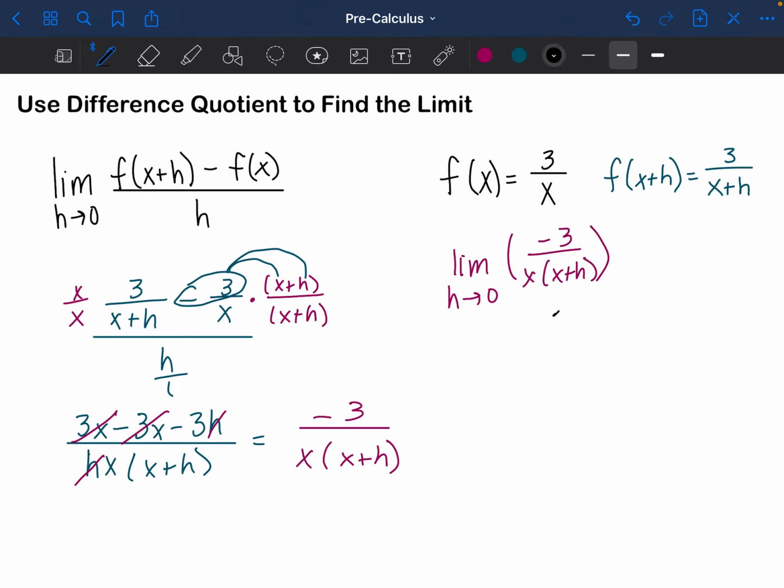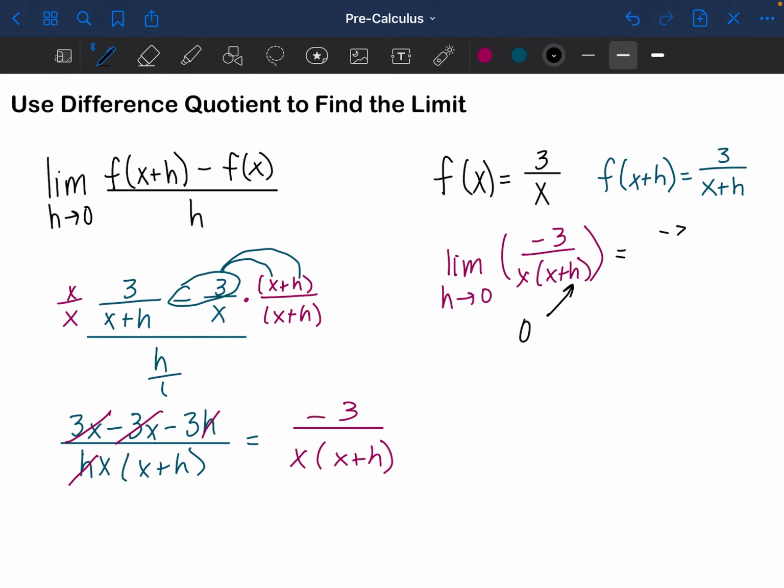Well, now there's absolutely no problem with just doing direct substitution here, plugging in 0. So that's going to become negative 3 over, plugging in a 0 for h, that means this right here, x times x, would be x squared. And that's it.